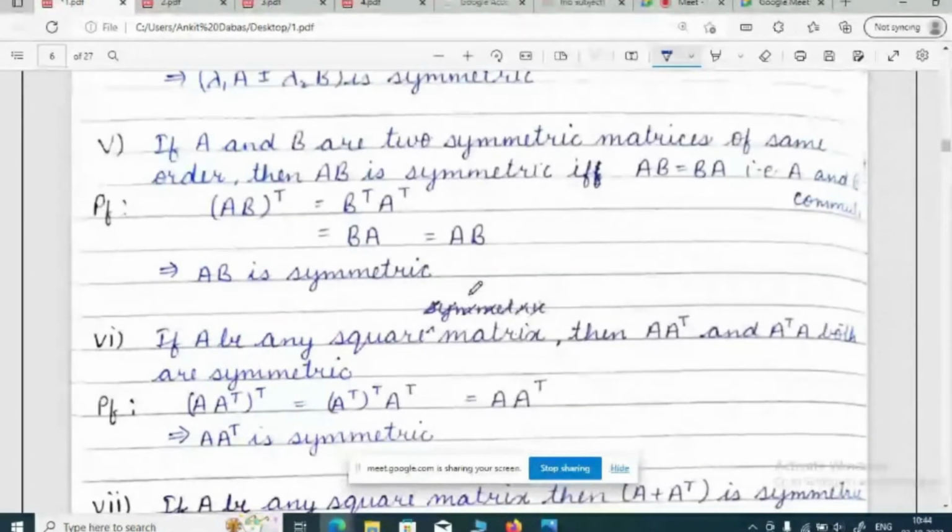This was the property that if A and B are two symmetric matrices of the same order, then AB is symmetric if AB is equal to BA. Because if we take the transpose, it will follow the reversal law. So we will get AB transpose is equal to B transpose A transpose. And where B and A both are symmetric, B transpose can be replaced by B, A transpose by A, and hence we get that is equal to BA, which should be equal to AB to make it symmetric.